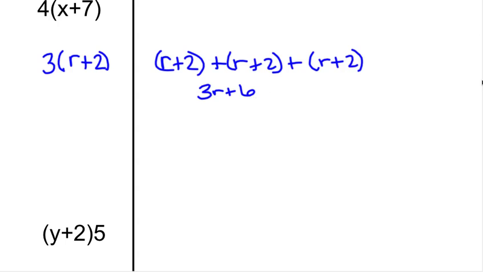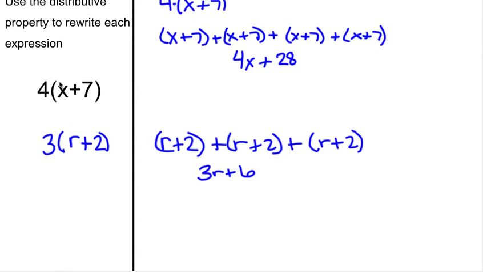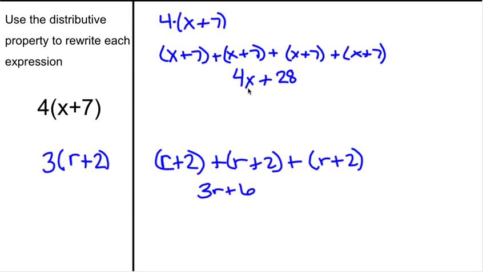Well, someone may have caught on, and especially with part of that last problem, said, hey, isn't 4 times x 4x? And isn't 4 times a positive 7 positive 28? Can't I just multiply those two and get the answer? And how about down here? Isn't 3 times r 3r, and 3 times 2, 6? So can I just multiply those and get the final answer? Well, you can. That's the whole point of the distributive property. That's exactly what we're doing.